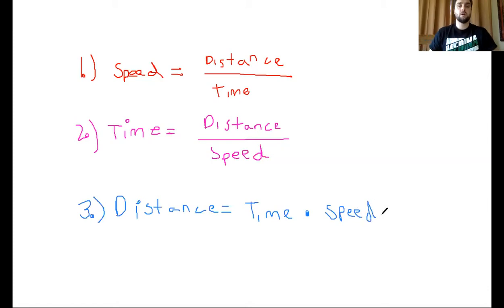Sorry if it took a little longer than I expected to do that, but we have our 3 formulas here in front of us. So we have our speed, which is our distance divided by our time, our time, which is our distance divided by our speed, and our distance, which is our time multiplied by our speed.